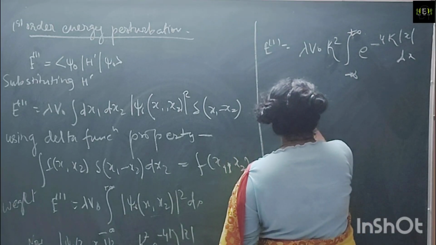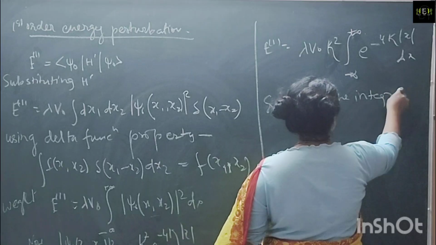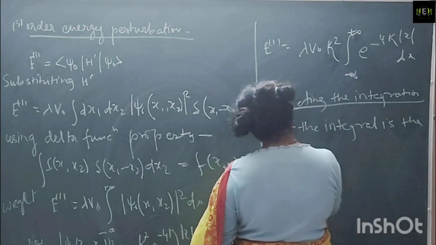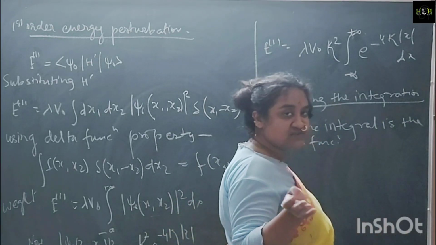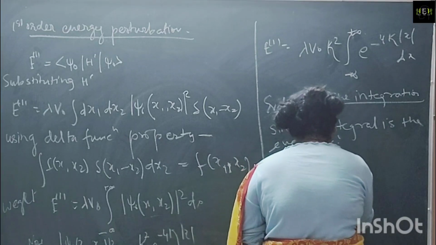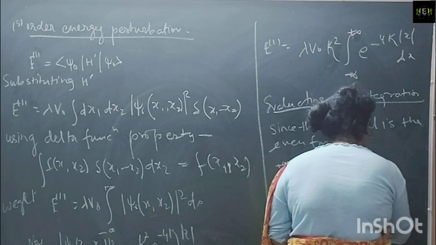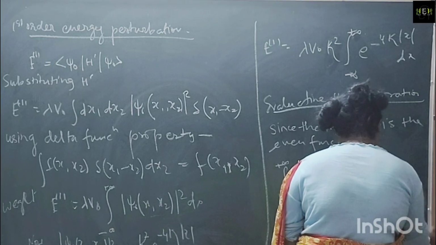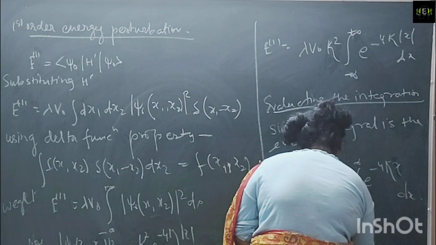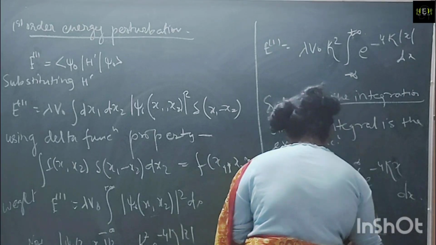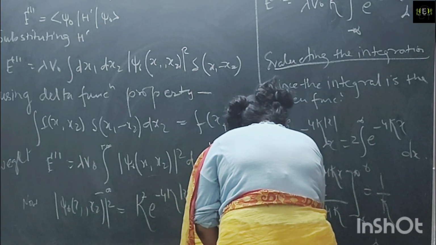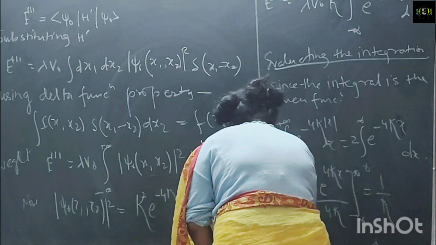Evaluating the integration: since the integrand is an even function, I will use the property of definite integrals that minus infinity to plus infinity becomes twice 0 to infinity. So the integral from minus infinity to plus infinity of e to the power minus 4 kappa mod of x dx is twice the integral from 0 to infinity of e to the power minus 4 kappa x dx. Therefore I get twice times e to the power minus 4 kappa x upon 4 kappa from 0 to infinity, or the value 1 upon 2 kappa. So my E1 will be lambda V naught kappa square times 1 upon 2 kappa. This is the value they are asking for.